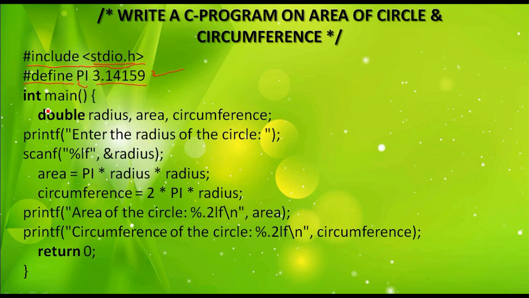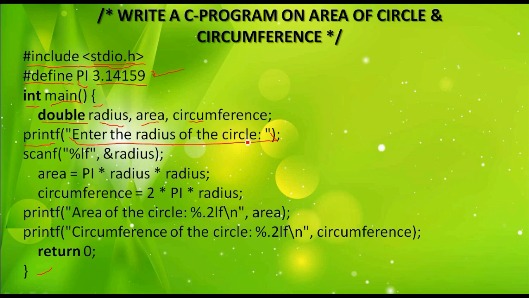We have int main, and this is the opening curly brace. This is the beginning of the program, and this is the end of the program. We used the double data type, and we have variables like radius, area, circumference, and then we use the output statement, that is printf. In double quotes, whatever we write as a character set becomes a string. So "enter the radius of the circle" will display as usual on the output screen.